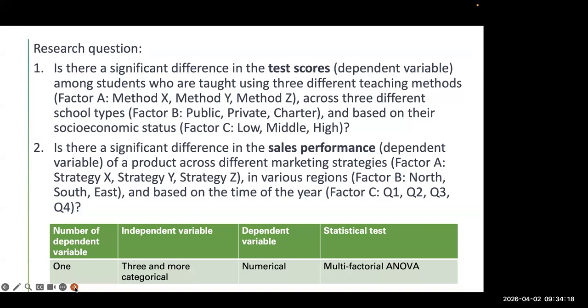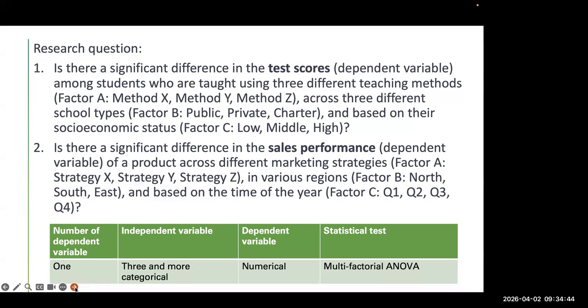And then now I have more than two factors, the independent variables, factor A, factor B, and factor C. Different teaching method: method X, method Y, and method Z. Another factor I want to see at the same time is different type of school: public, private, or charter. And then socio-economic status also I want to see: low, middle, or high.